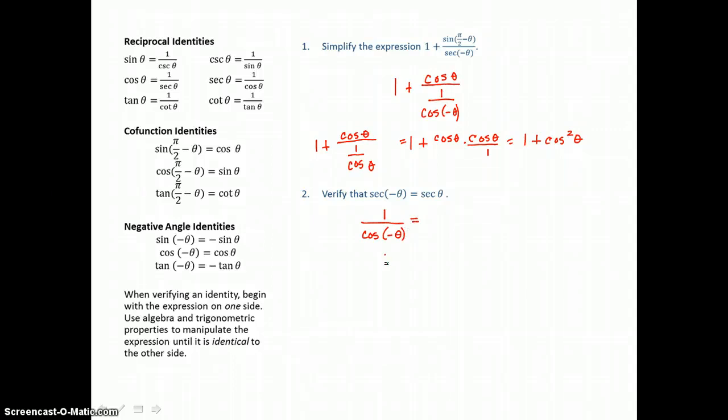And now, using the negative angle identity, I can replace 1 over the cosine of a negative theta with 1 over cosine of theta. And then using the reciprocal identity so that we don't leave the left-hand side as a fraction, the reciprocal of the cosine is the secant of theta. And now the left-hand side does equal the right-hand side. I can bring the right-hand side down and finish my proof. I'll use this little symbol to say therefore the left-hand side does equal the right-hand side.